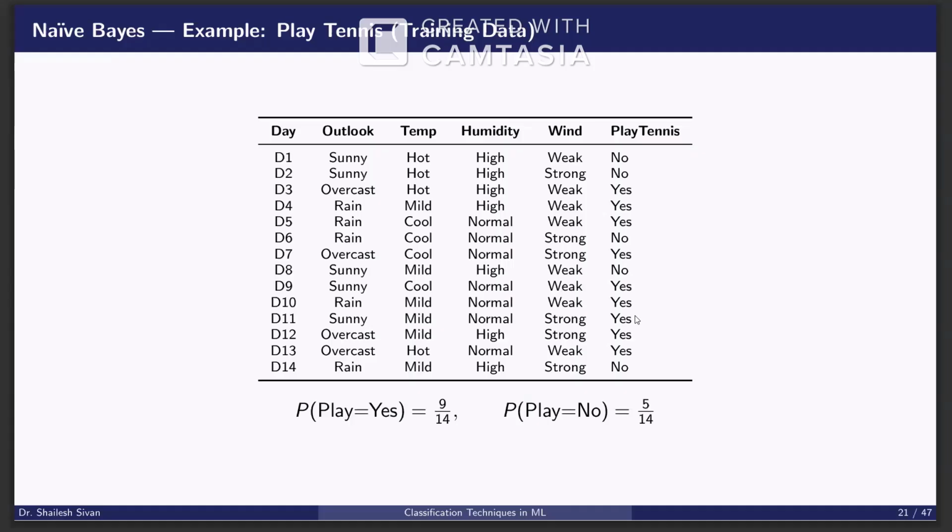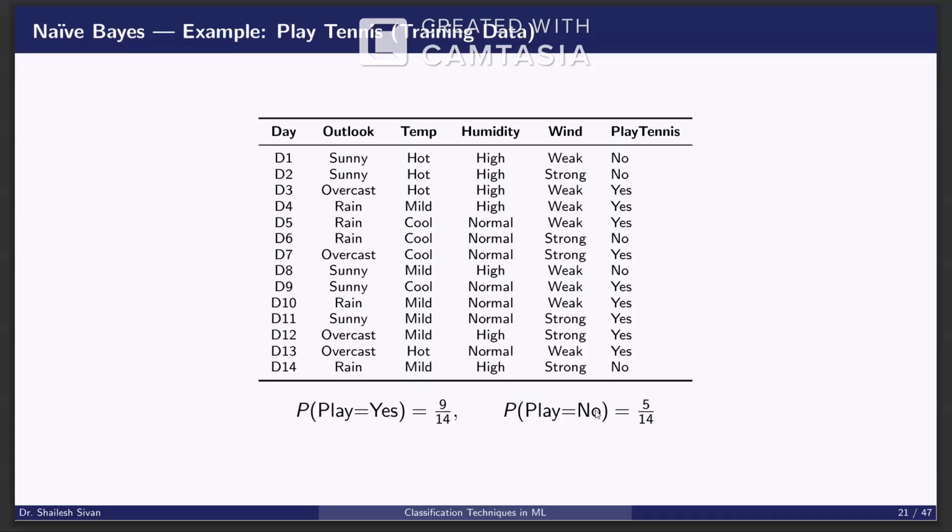Based on these four features, I am deciding whether I will play tennis or not. Is it clear? So how many observations are there? 14 observations. Among these 14, I need to calculate the probability of play equal to yes, and probability of play equal to no. This is basically probability of C star. So probability of yes is 9 by 14, and probability of play equal to no is 5 by 14, right?